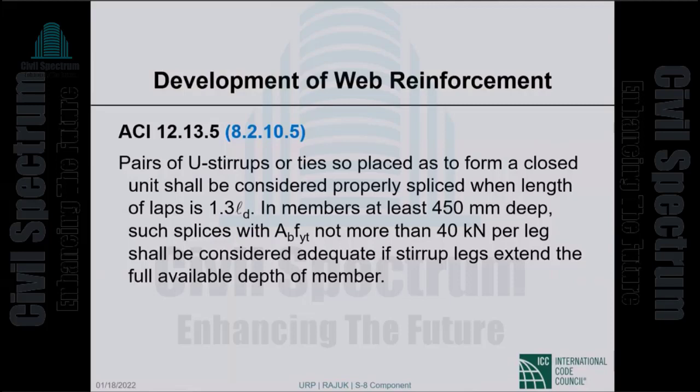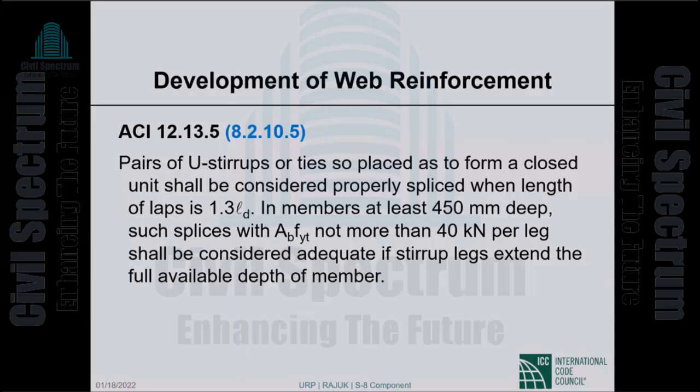So pairs of U stirrups. So the idea here is you take two U's. One, the verticals are going up, and then in another the verticals are going down. You put one on top of the other to make a closed hoop. That's the idea, or hoop-like thing. So pairs of U stirrups or ties so placed as to form a closed unit.